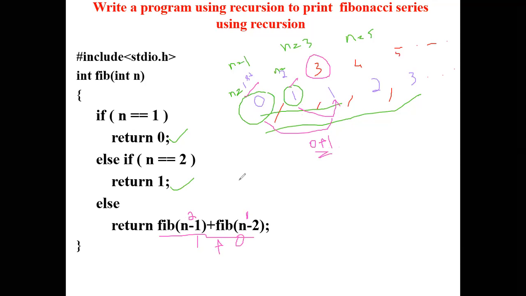Very simple to remember. So Fibonacci of n minus 1 plus Fibonacci of n minus 2. In the same way, if your n is equal to 4, how will you get 2? That is the sum of the previous two numbers. What are the previous two numbers? It is 1 plus 1. So the sum of the previous two numbers, this and this, that is 1 plus 1, you get 2.